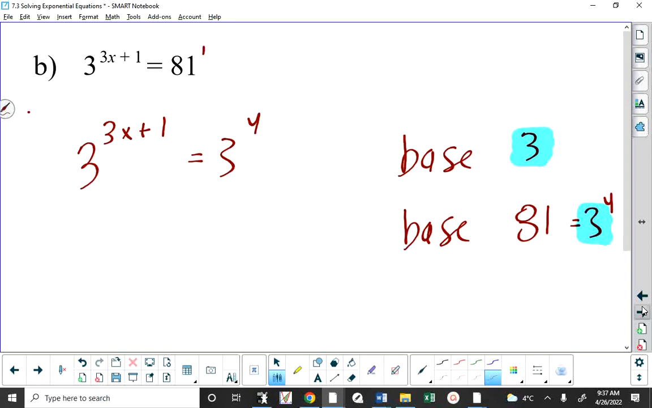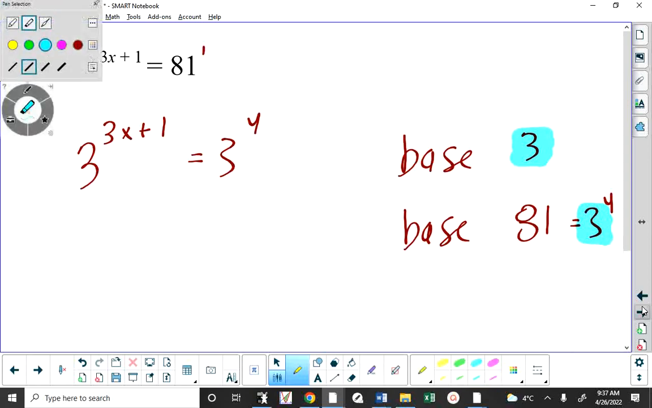Now that the bases are the same, again, here's the logic. If the base on the left and the base on the right are equal, and the left and the right side are equal to each other, then the exponents have to be equal as well. It's just a logical conclusion.